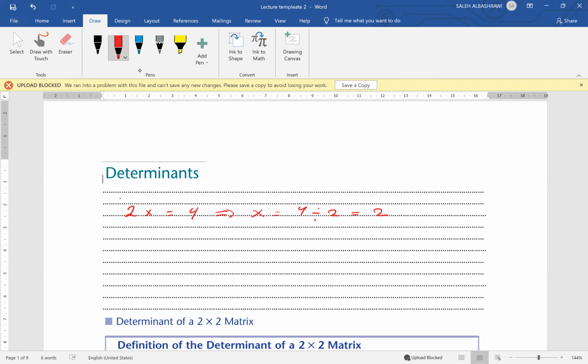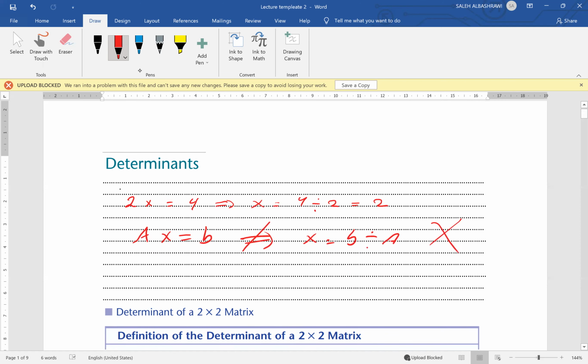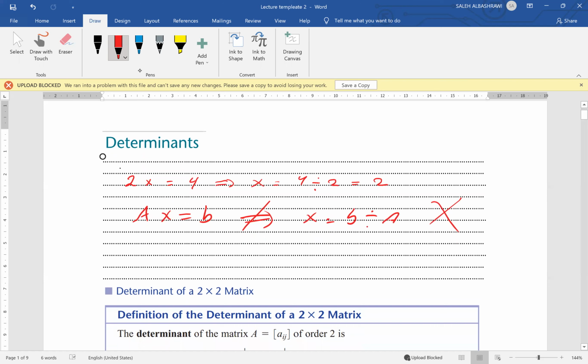But if we have a matrix form, Ax equal to some constant b, as we said before, matrices don't have any division. The division operation is not valid or applicable for matrices. We cannot say x equals b divided by A. This is not true. But we have another form or technique to solve the linear system if we extend it in the matrix form.